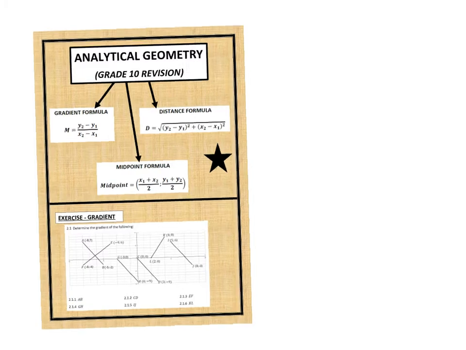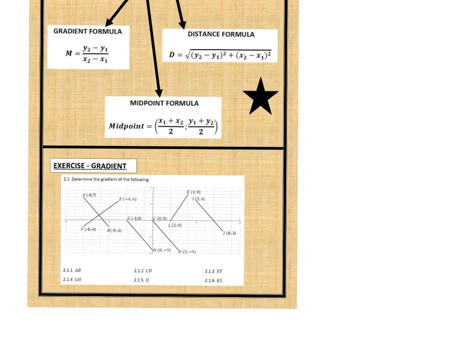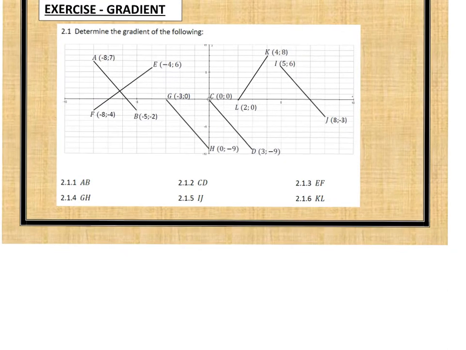All right, so the first exercise in the PowerPoint is on gradient. So we have your gradient formula, y2 minus y1 over x2 minus x1. So let's do question 2.1.1 together here. It says determine the gradient of the following, and for 2.1.1 it wants the gradient of AB. So here is A, there is B. All of this can be found in your PowerPoints on Google Classroom. All right, so the gradient, the slope, because it's going down from left to right, we expect to get a negative answer. For the ones going up from left to right, that means it's a positive answer, positive gradient.